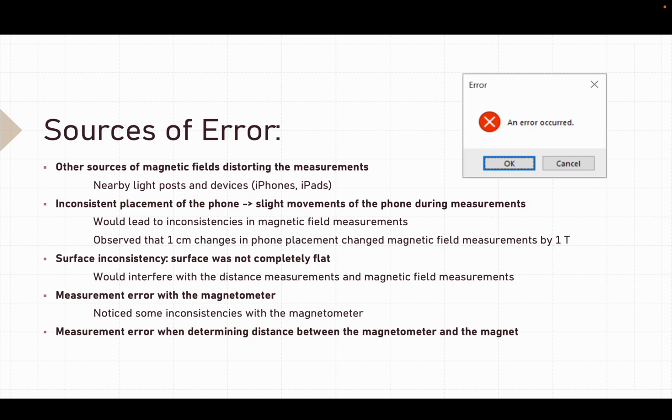So to go quickly, here we have a few sources of error. We may have other sources of magnetic fields distorting our measurements. We may have had inconsistent placement of the phone, and maybe the surface we were measuring on was not completely flat. Maybe the measurements with the magnetometer were not very consistent, and the measurement of the distance between the magnetometer and the magnet may not have been very accurate as well.